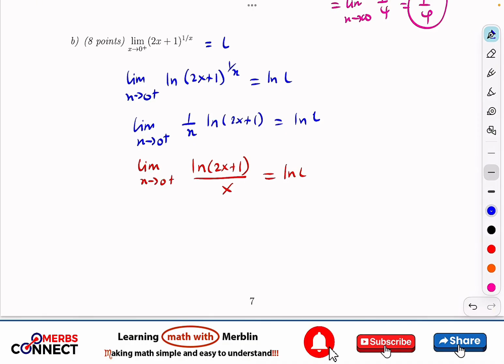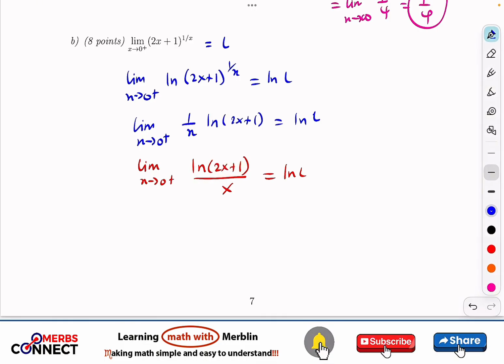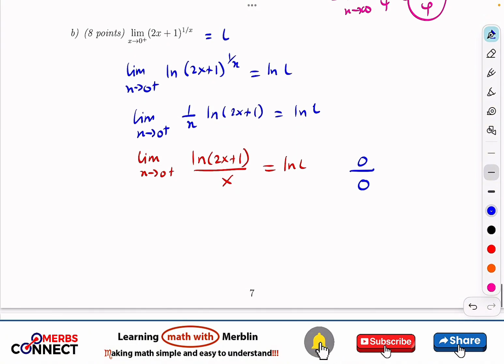Now, before we continue, we need to test if we can use L'Hopital's rule. So plug in 0 here. This one will be 0. ln of 1 is 0. So this will be 0 on the top. And indeed, when you plug in 0 on the bottom, you get 0 too. So now we can use L'Hopital's rule. So I'm putting the L'Hopital's rule here. Now, let's see what is going to happen here.